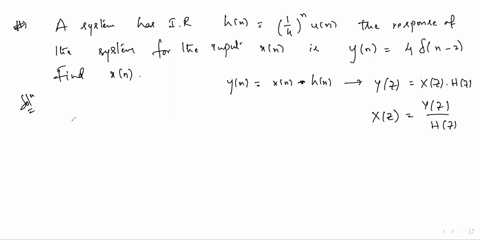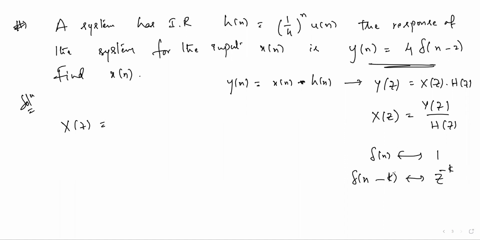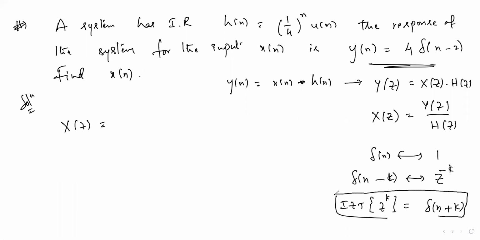Fine. So here, what is the z transform of y of n, which is 4 del of n minus 2? Del of n means z transform 1. Del of n minus k has z transform z to the power of minus k. Observe: inverse z transform of z to the power of plus k means del of n plus k. Remember this one, important, it is repeatedly used. Here, the z transform of y of n is 4 into z raised to minus 2.